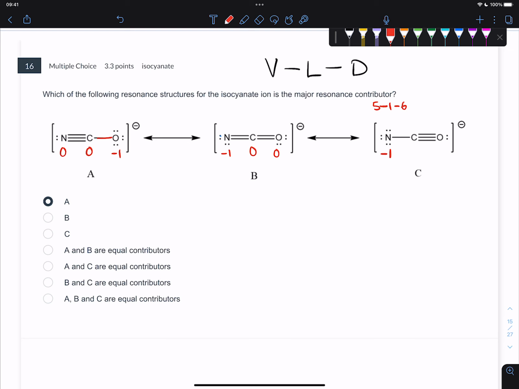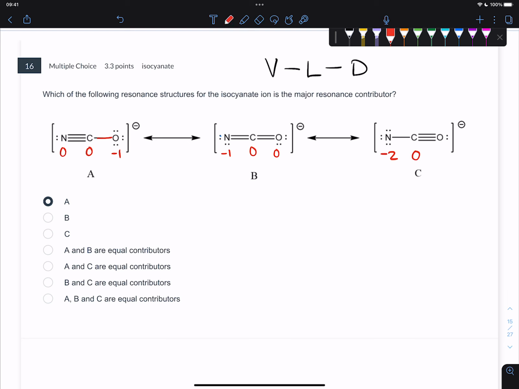Let me double check that. 5 minus 1 is, hold on, my brain, -2. Okay, that did not make sense. There you go. So 5 minus 1 minus 6 is 5 minus 7. That's a -2 formal charge on that nitrogen. That's not looking great. And then that carbon still has 0.